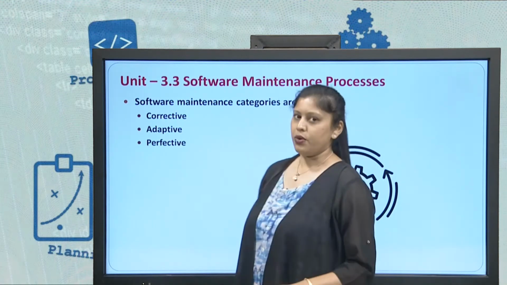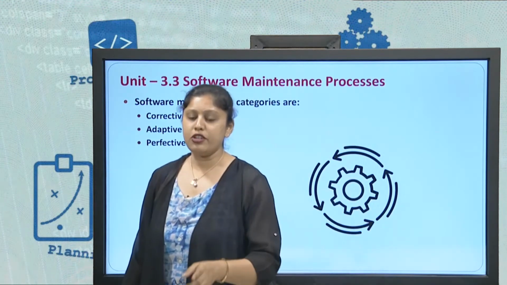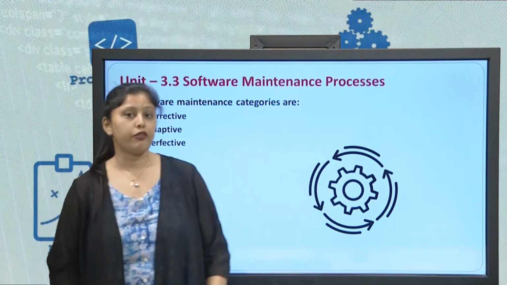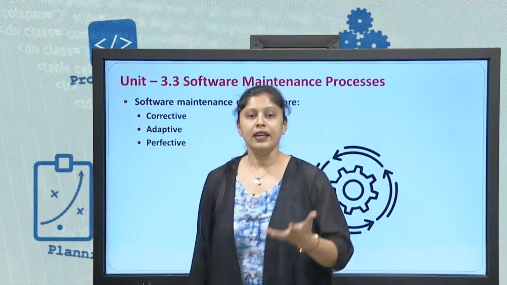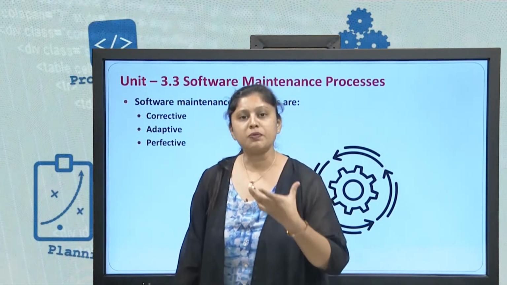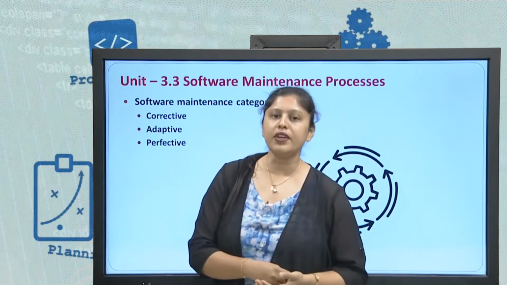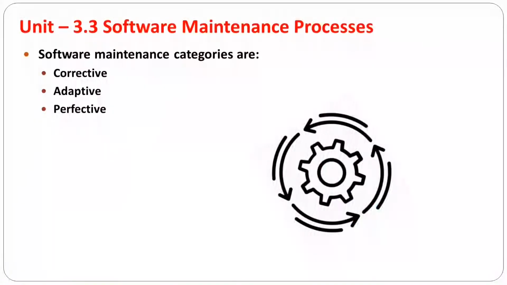Then perfective. Whatever changes are implemented should be correct as well as perfect. Perfect in what sense? Whatever implementation has been done, whatever changes have been configured inside my software, should give me a perfect and accurate result. Then preventive: if any bugs, errors, or some kind of security break happens because of a feature added to the software, then it is not preventive enough, so it should be preventive.